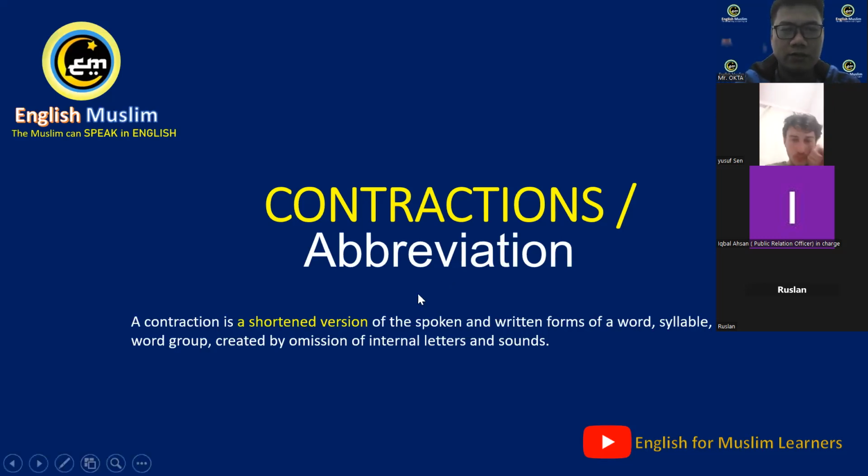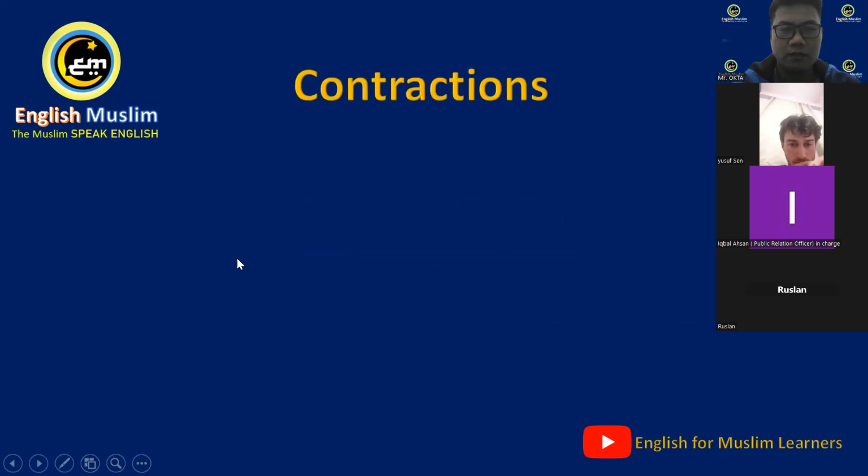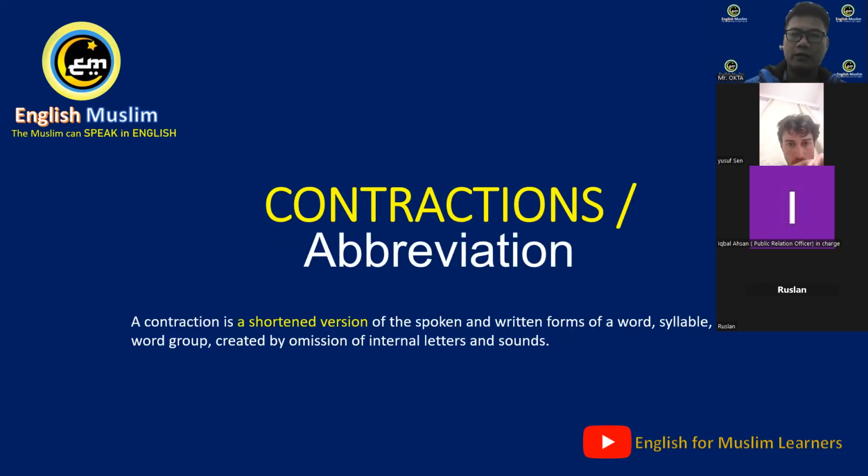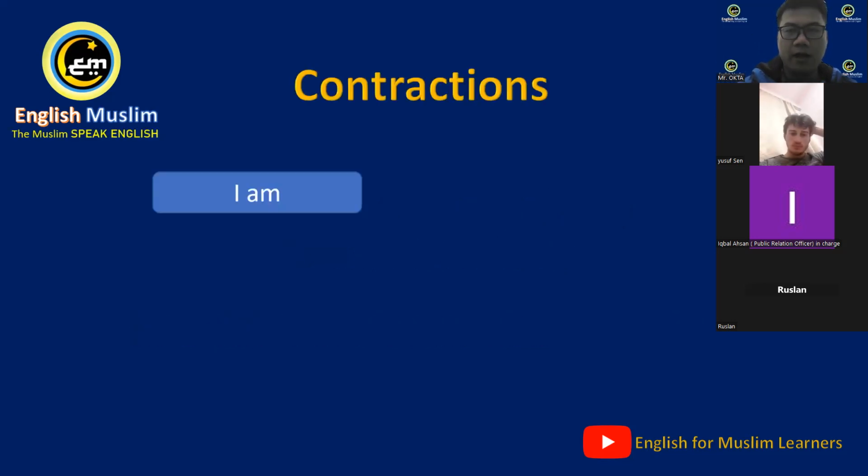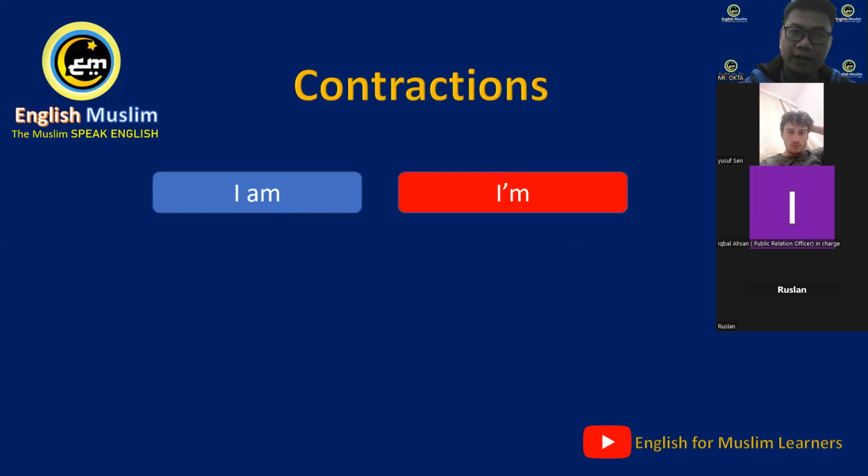An abbreviation or a contraction is a shortened version of the spoken and written form of words. Let me give you an example. For example, I am, to be, I'm. Both of them are true. You can choose one of them. If you want to use I am, it is okay. I'm is okay. I'm is called a contraction, an abbreviation.